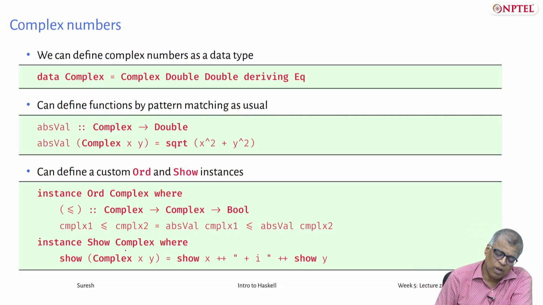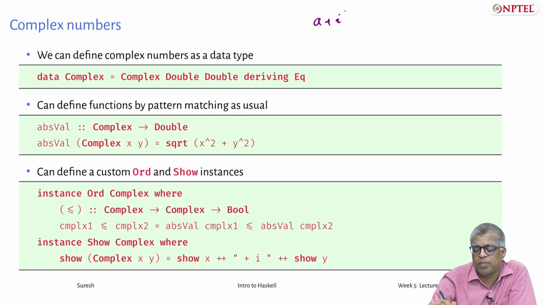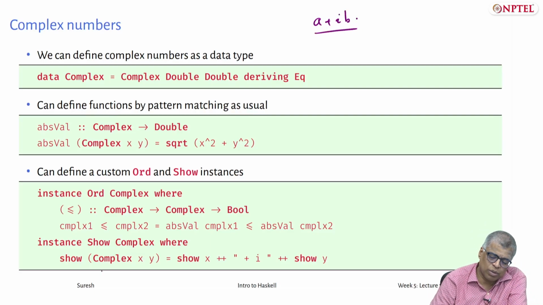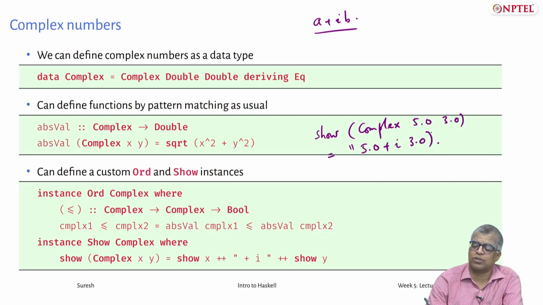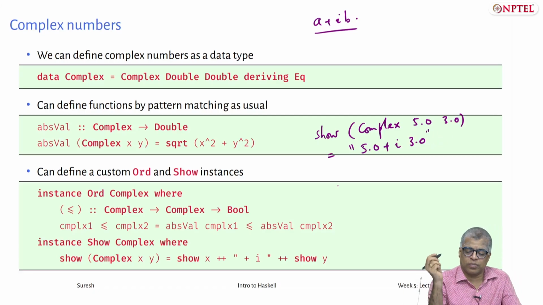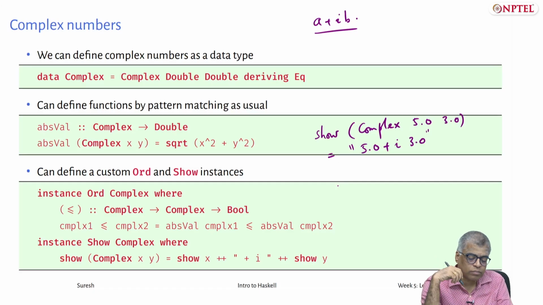I can do show, where I remember that you will usually write a plus ib. So show of complex of (5.0, 3.0) will actually show as the string 5.0 plus I times 3.0. So you will have such things.